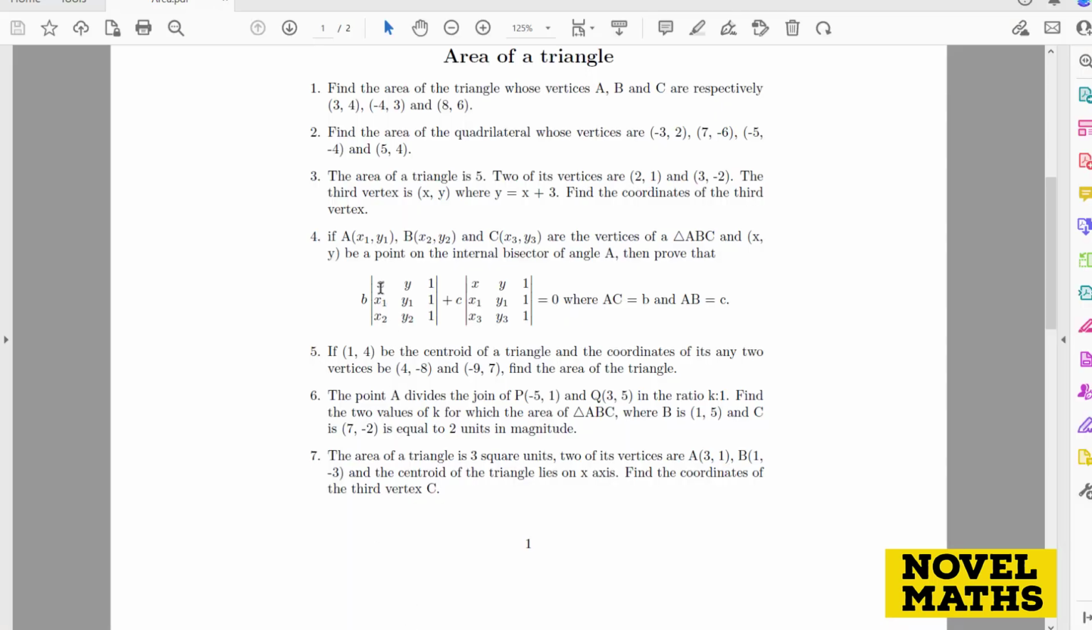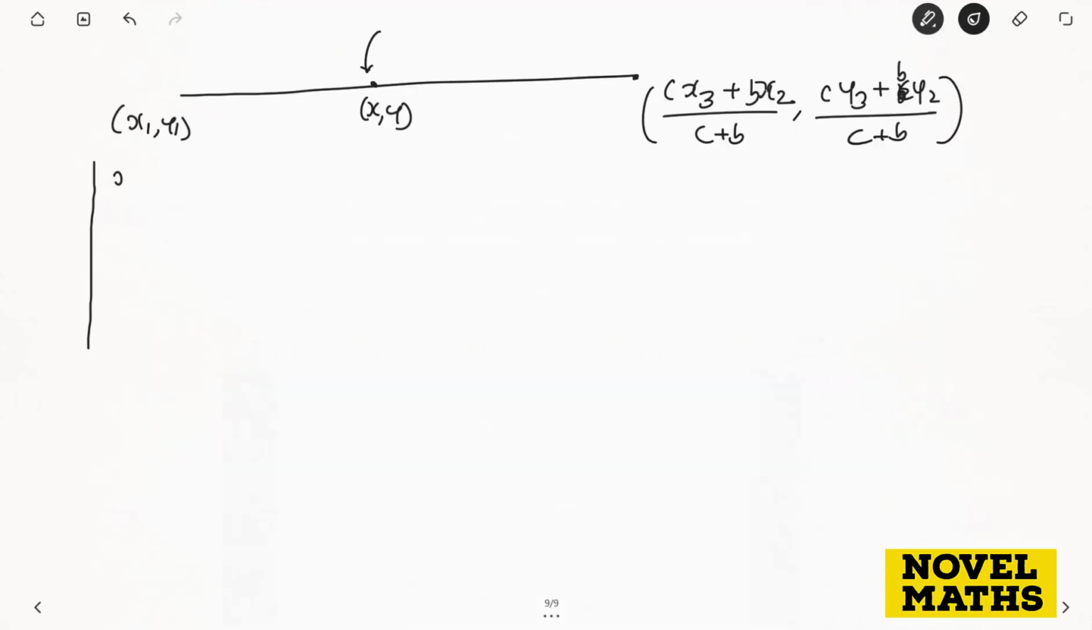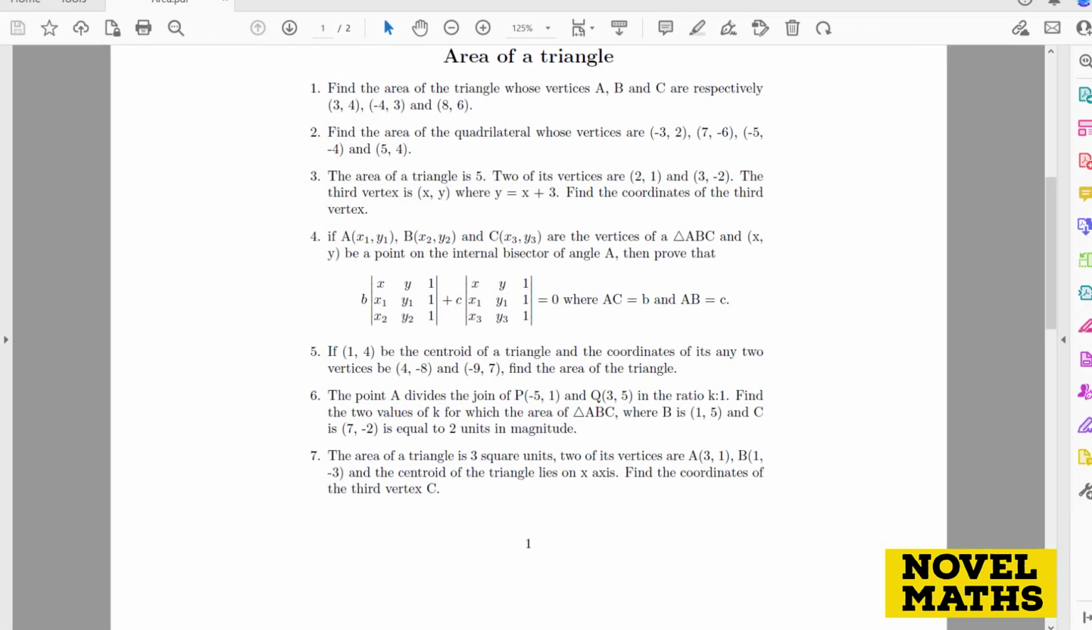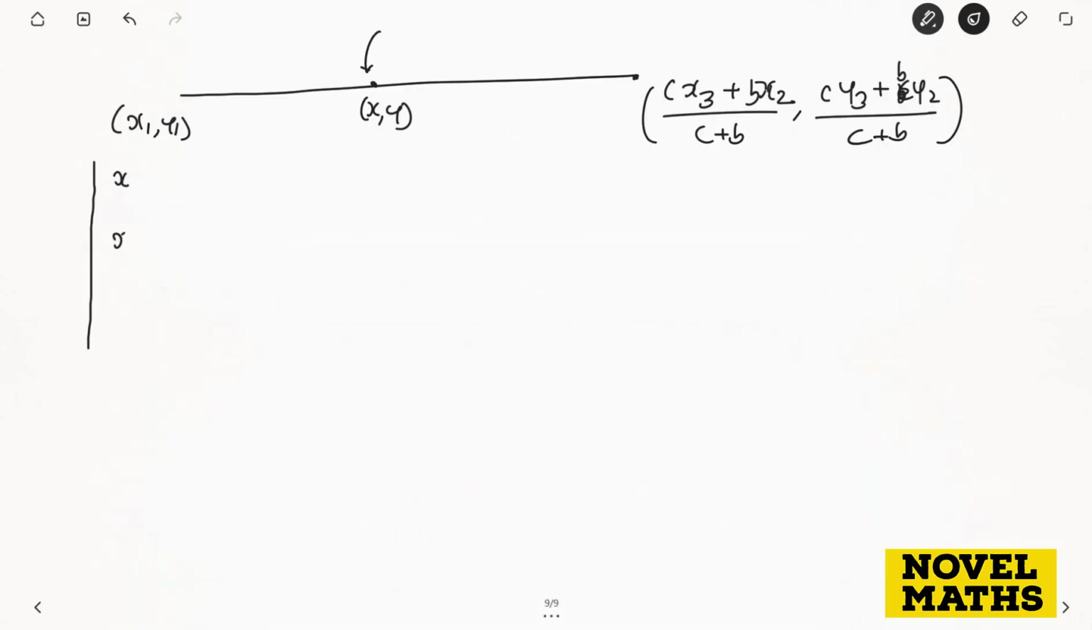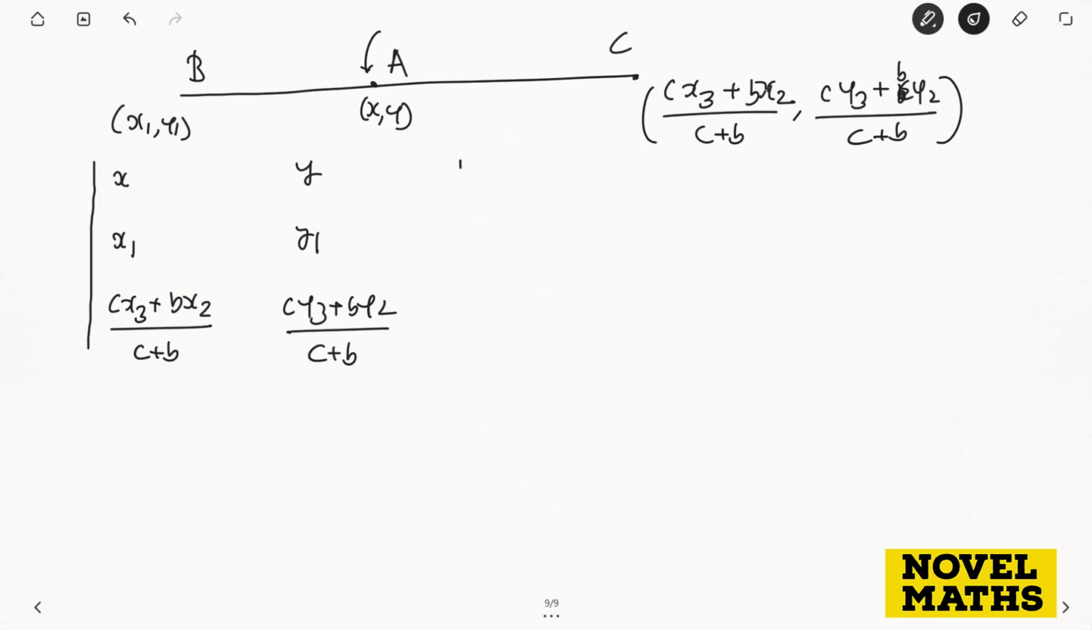It is asking x in the beginning, right? So let's start with that point, x. Second point we can take as per, yeah, x1. So let's take this as second point, second value, x1, and this one. Let's say this is a, b, and c. This is c x3 plus b x2 over c plus b, y, y1, c y3 plus b y2 over c plus b, 1, 1, and 1. And this is good enough.